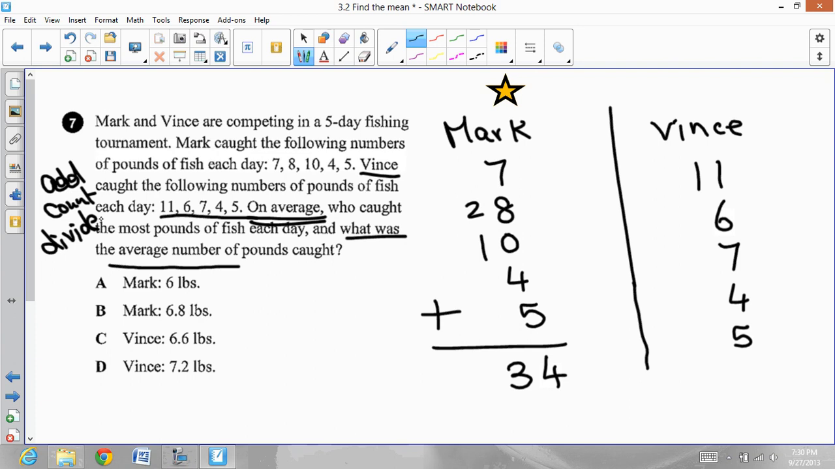And now let's count how many numbers Mark had. Mark had 1, 2, 3, 4, 5, which you also can see from here. He had 5 numbers. And let's divide it. So 34 divided by 5.